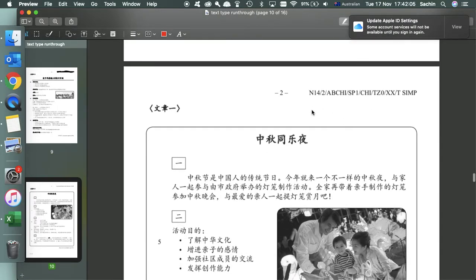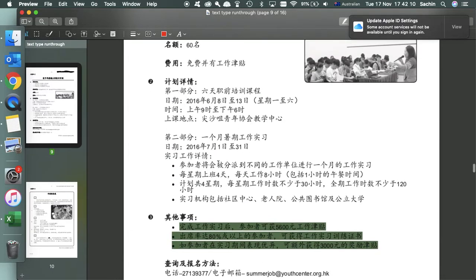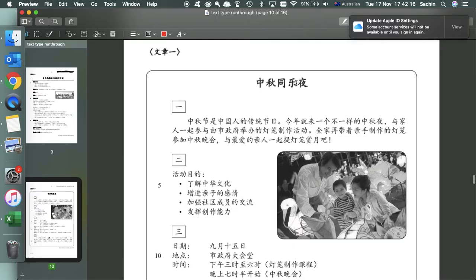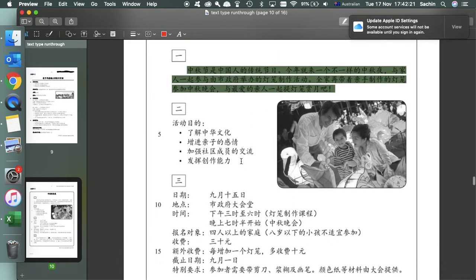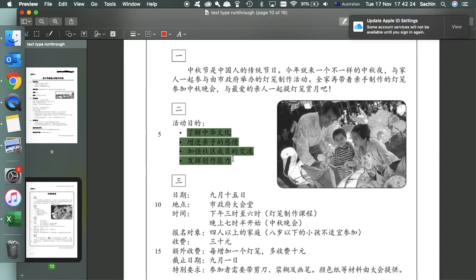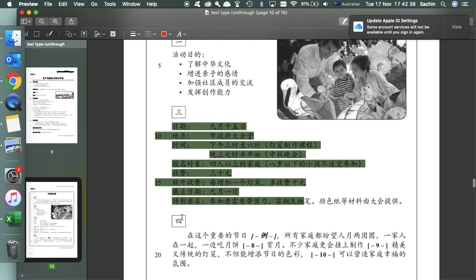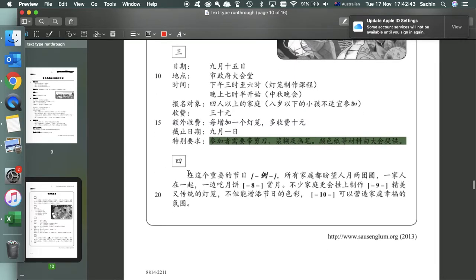And then another 传单, this one's a bit different as they don't repeat details over again, but we have an event to do with Mid-Autumn Festival. They've got a little introduction on why this is important, and they've got the goals, so understanding Chinese culture, that kind of stuff. And then they've got the key details, so date, place, time, target audience, cost, number of people, deadline, and then other details like special requirements, and then they end with a little conclusion.